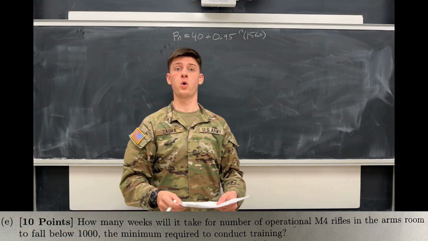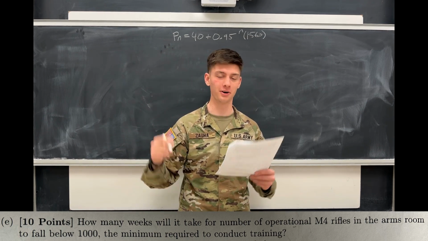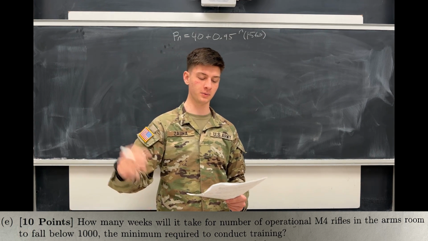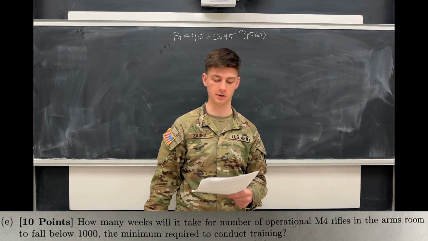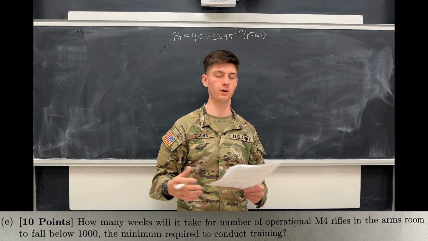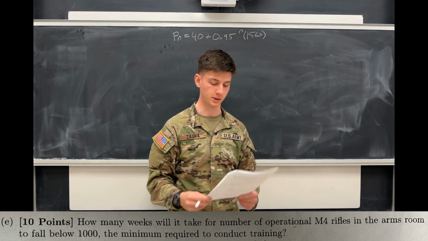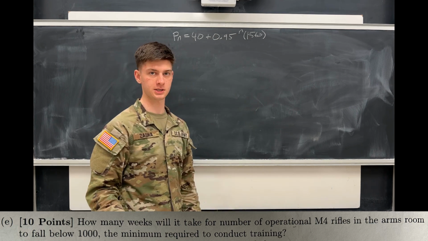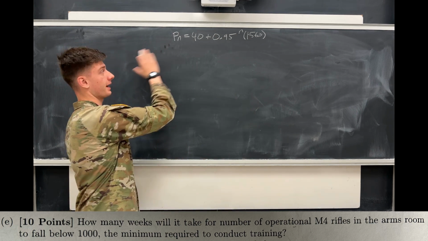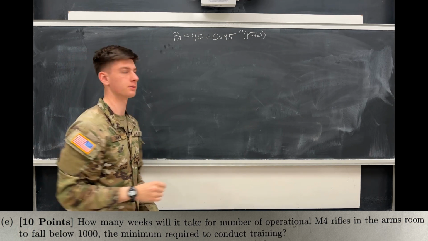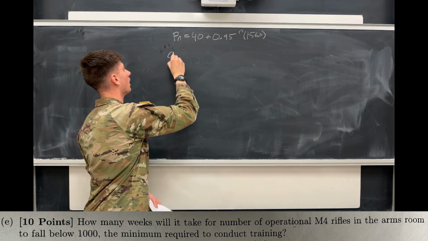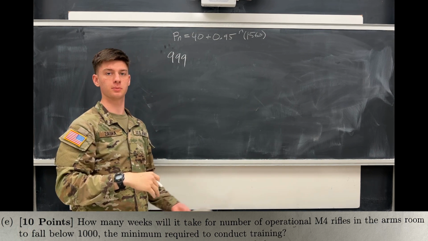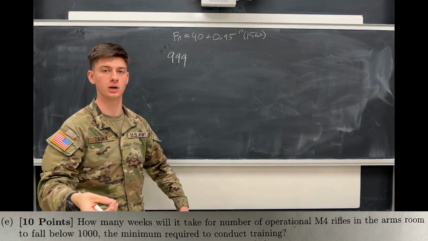Okay. All right, guys. We're going to jump into part E finally on this problem. It's going to ask us how many weeks it will take for the number of operational M4 rifles in the arms room to fall below 1,000, which is apparently the minimum required to conduct training. Okay. So for this, we're going to say that P of n, that's the number of rifles, we're going to set that equal to 999 because that's 1 below 1,000. That's the first integer below 1,000. So when does it finally drop below?